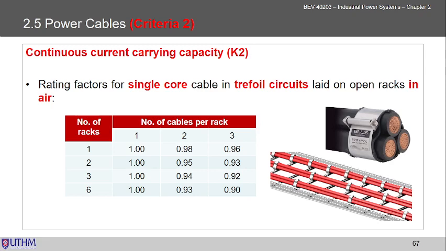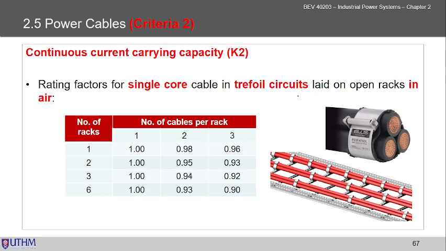Another cable that we can use instead of a multi-core is a single core, but in a trefoil circuit. A trefoil circuit means we have 3 single cores tied together like this. We call it a trefoil circuit, so the installation is like this: 1 bundle, 2 bundles, and 3 bundles, right? And this is the cable that we use in air.